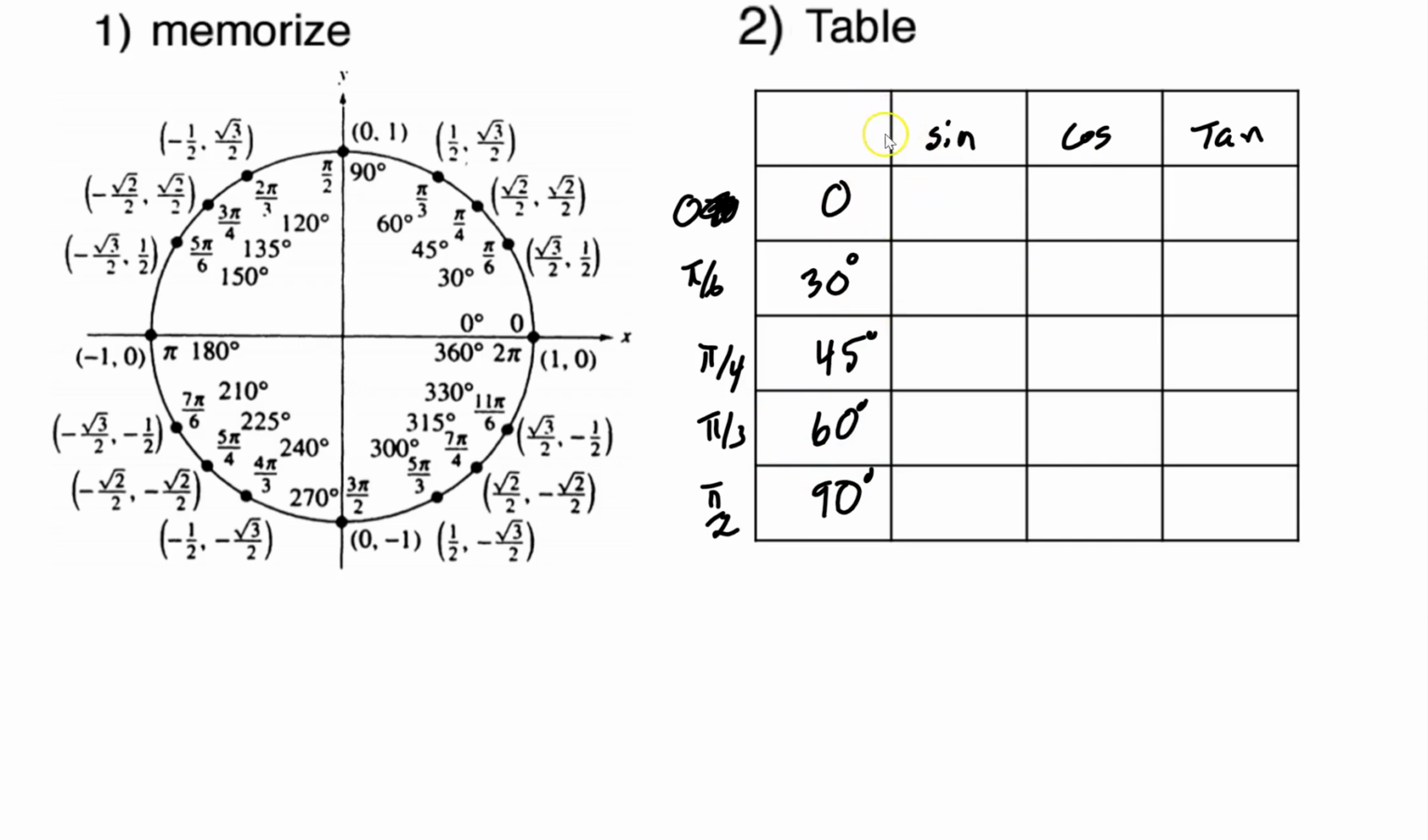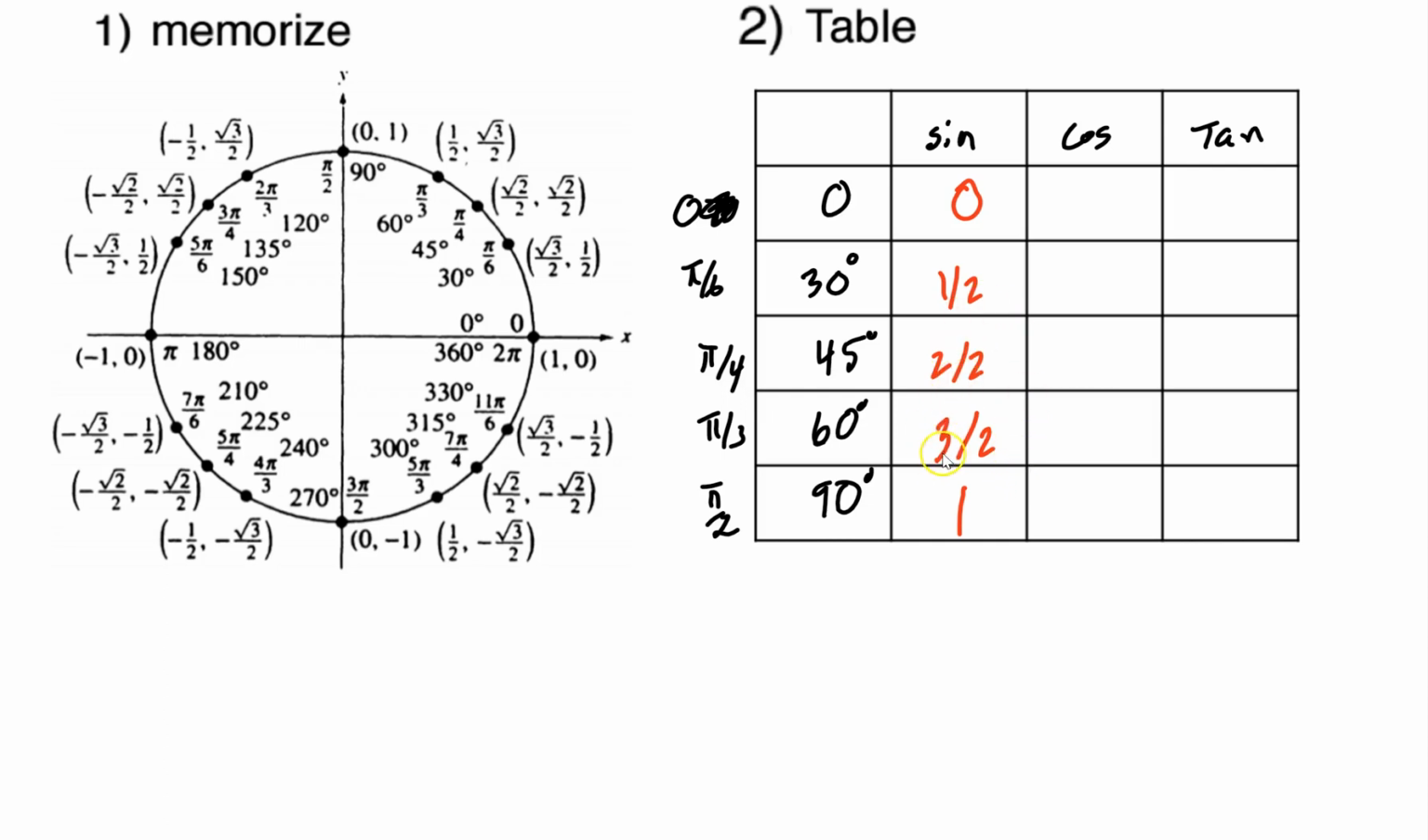The sine is the most important part. So we have to get sine down. So how does sine work? Well, first, it's 0. And then it's 1 over 2. Then it's 2 over 2. And then it's 3 over 2. And then it's going to be 1.